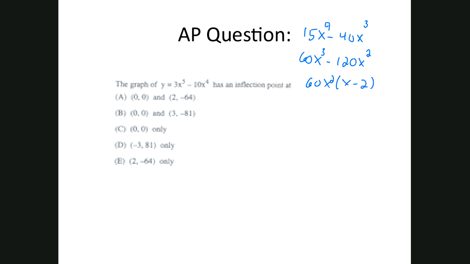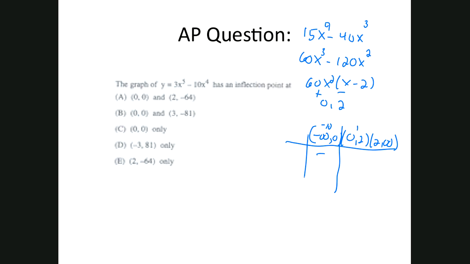So 0 and 2 are my values. So negative infinity to 0, 0 to 2, and 2 to infinity. All right, so if I put a value in here, let's say negative 10. Negative 10 squared is positive, so that's positive. And that is going to be negative. So that is definitely negative.